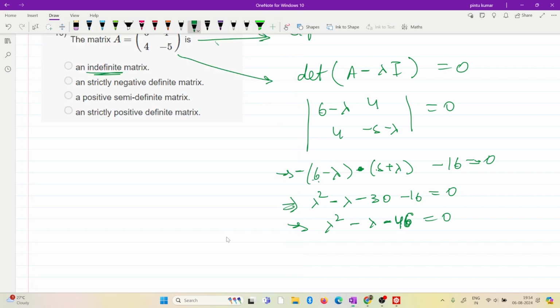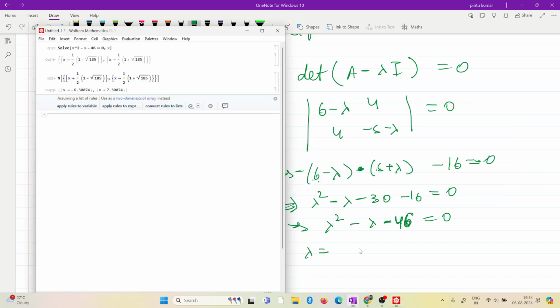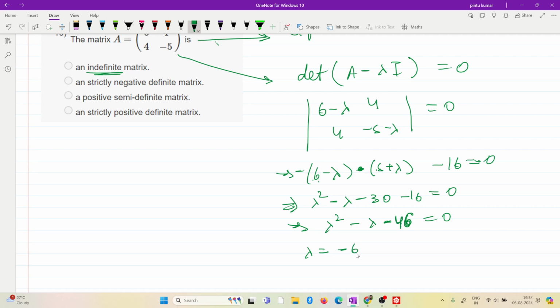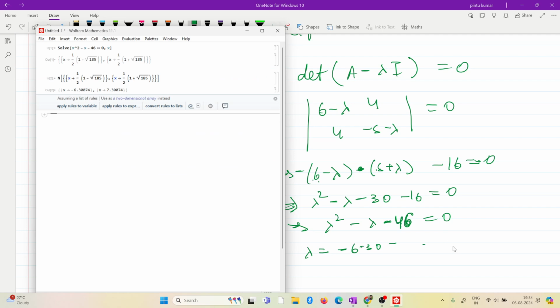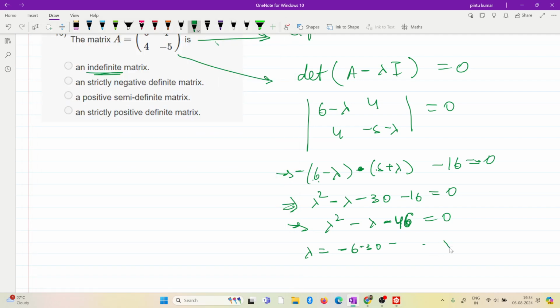Okay, so I have used Mathematica to solve. This gives me numerical values as minus 6.30 something, and another value that we get is 7.3 something. So you see, one of them is negative, one of them is positive. So we can't make a comment about this. So this is an indefinite matrix. If both of them were positive, then it would have been positive definite.